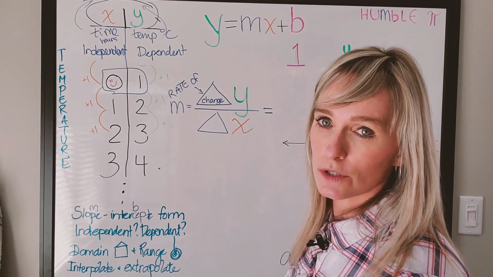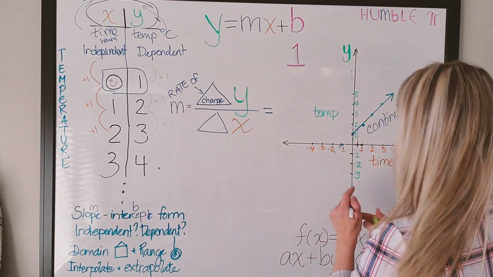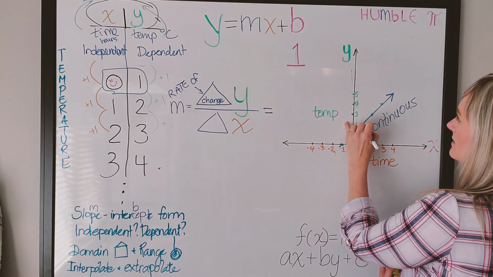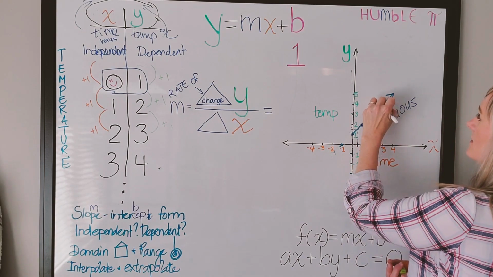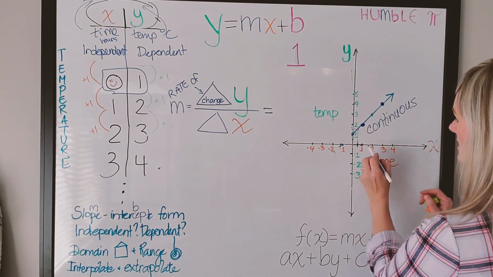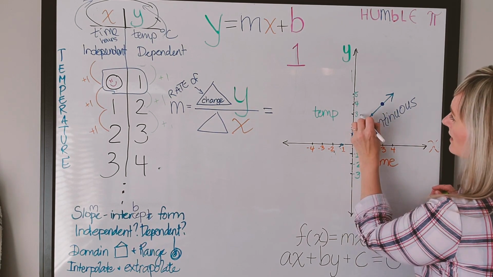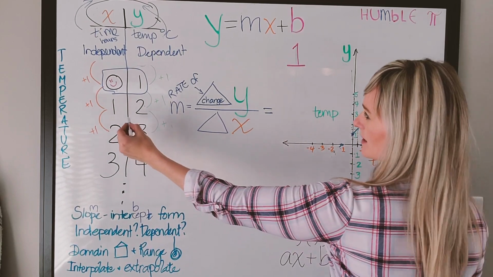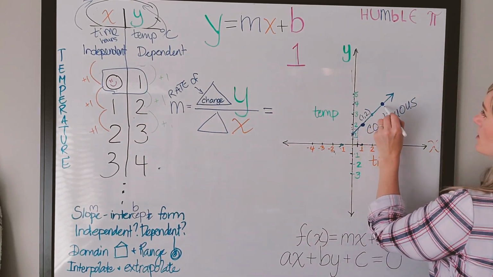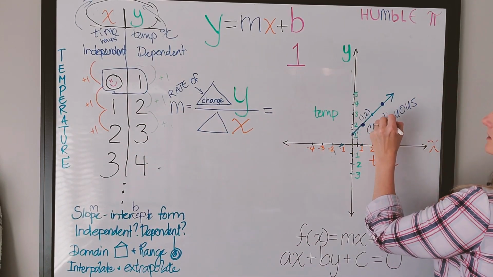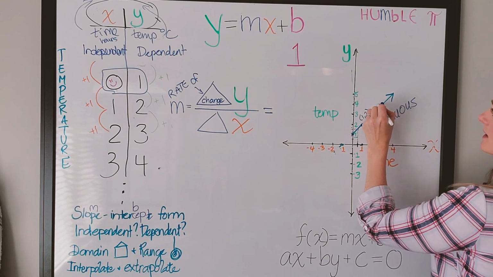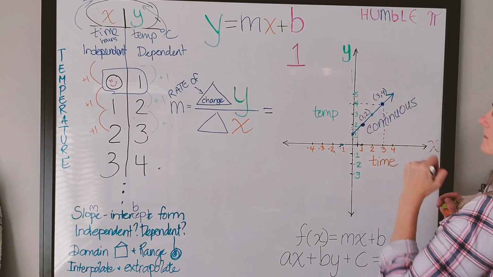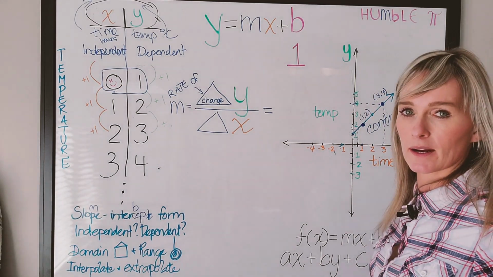So we have to choose 2 dots. So I'm going to choose this one and this one. So let's talk about what the ordered pair is here. First of all, the x value is 1 and the y value is 2. So it's that one. And on this one, the x value is 3 and the y value is 4. Okay, so we have 2 ordered pairs.